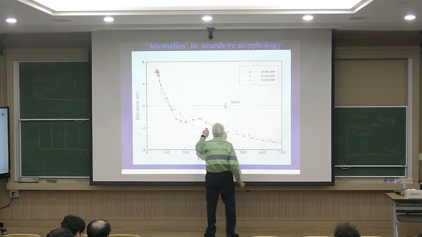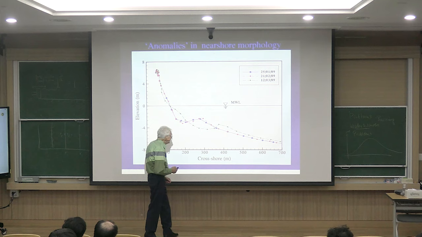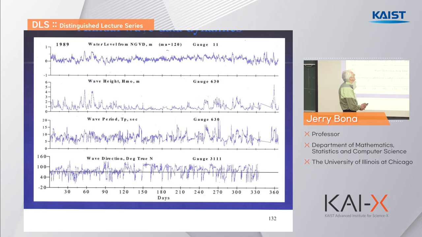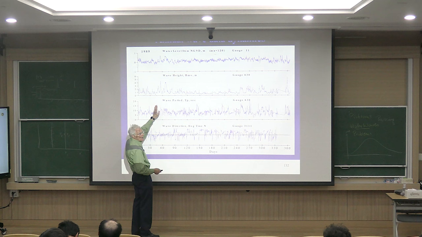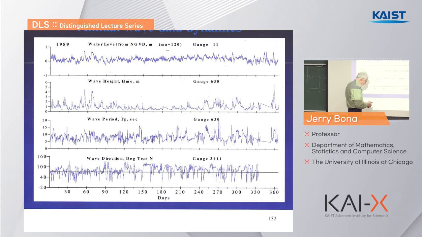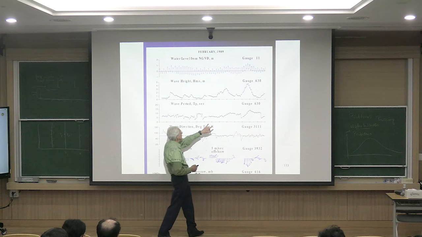So in January of 89 and February of 89, you had one bar, and in March, you had two. So the question is, what happened? Okay, and this is what you get to play with. I want to call your attention to the wave height because it's the square of this that's important. And here you had a big storm coming through. Let me get a little ahead of myself. Yeah, here you can see it better.